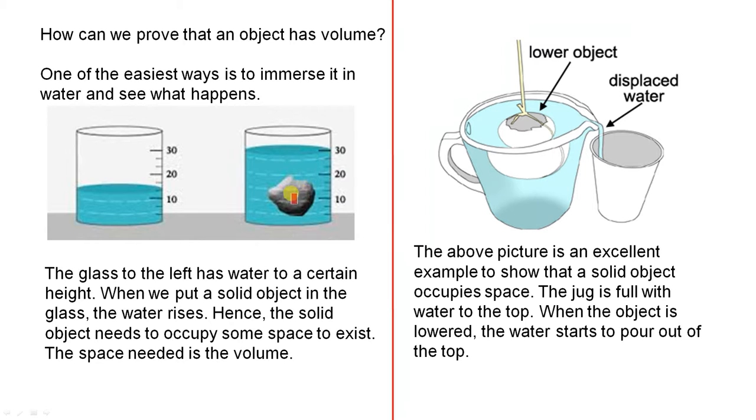So we can prove that it has space because when we put it in the water, the level of the water rises. And this is a very good experiment that we can do with kindergarten students. Very, very easy for them to see what happens.